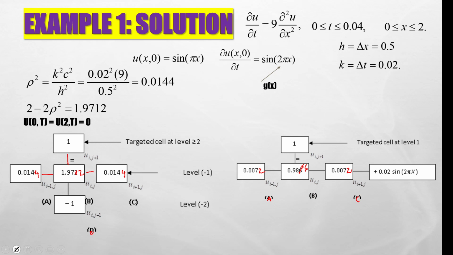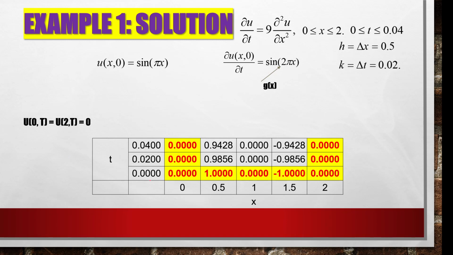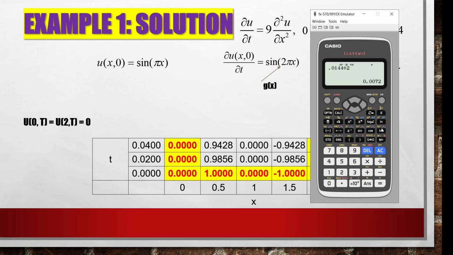After that we can draw the grids. You can draw the grids here: t from 0, increment 0.02 up to 0.04, and then x from 0, increment is 0.5, 1, 1.5, 2. Left boundary and right boundary are 0 for the wave equation because the string is fixed at both ends. Initial condition is given u(x,0) equal to sin pi x. You may either use table mode to calculate, or you may calculate one by one.